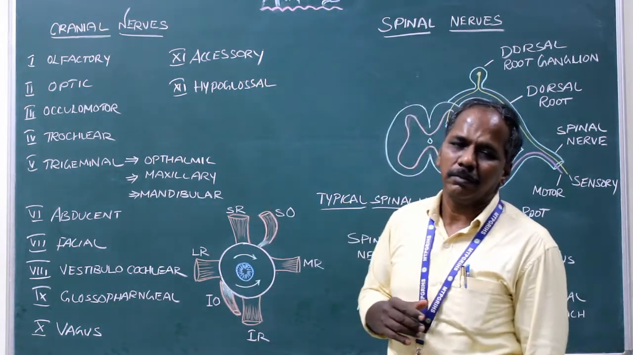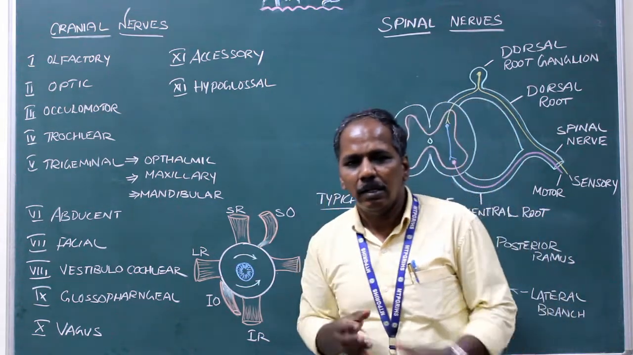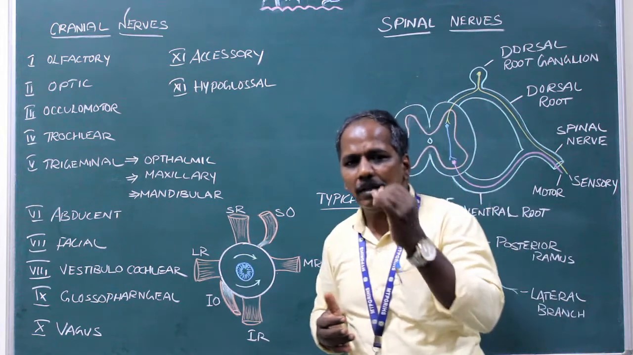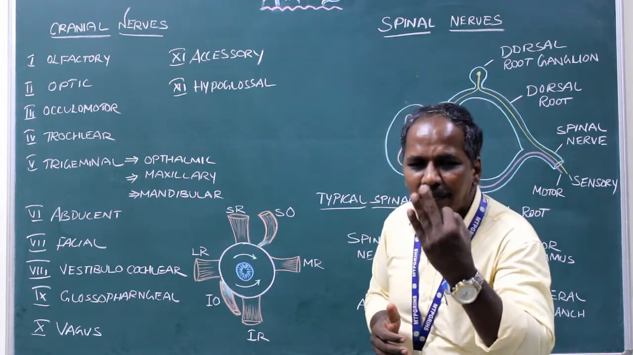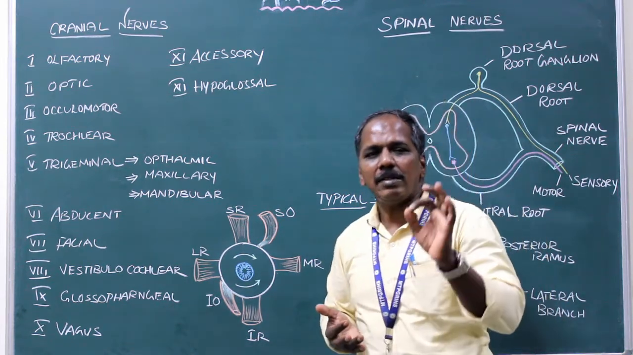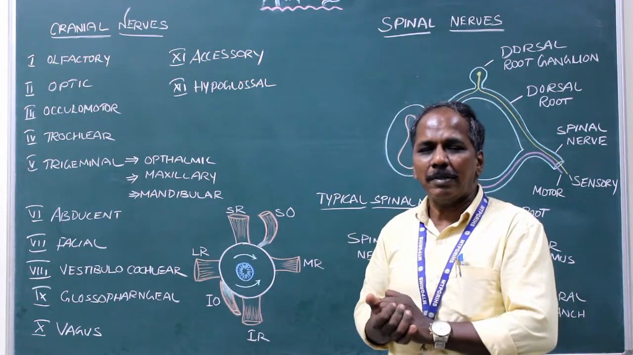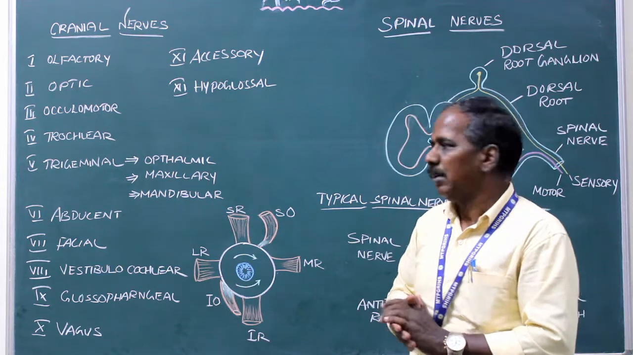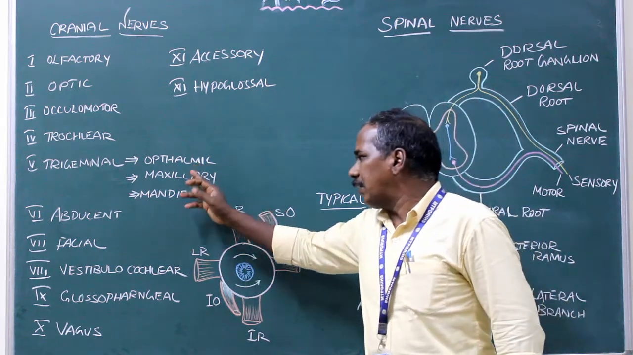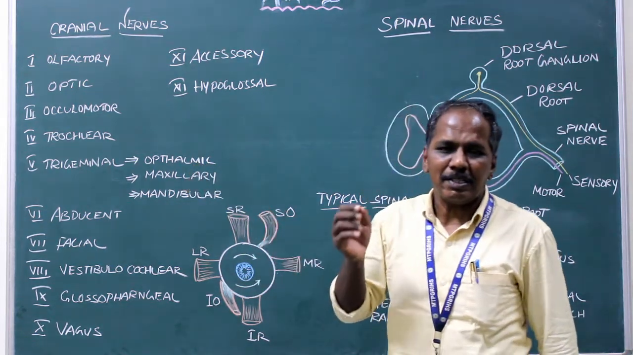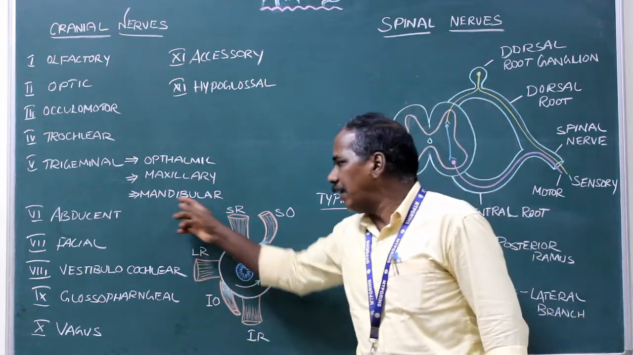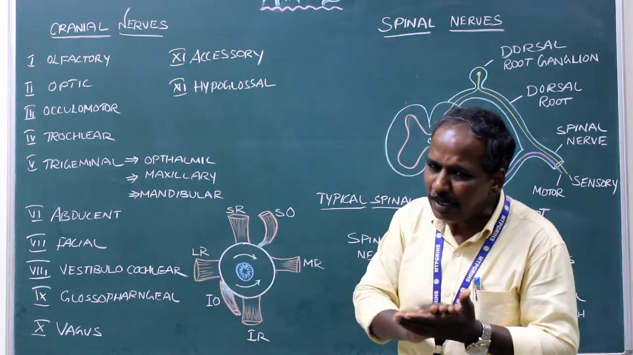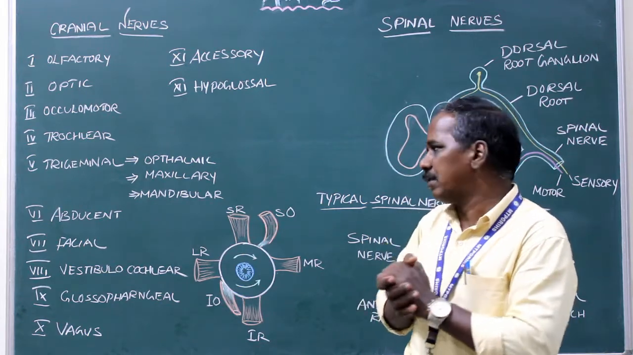Trigeminal nerve. It has three divisions: ophthalmic division, maxillary division and mandibular division. Trigeminal nerve is a mixed nerve, that means it contains both sensory and motor. The ophthalmic division and maxillary division are sensory, whereas the mandibular division is a mixed nerve. That means it contains both sensory and motor fibers.